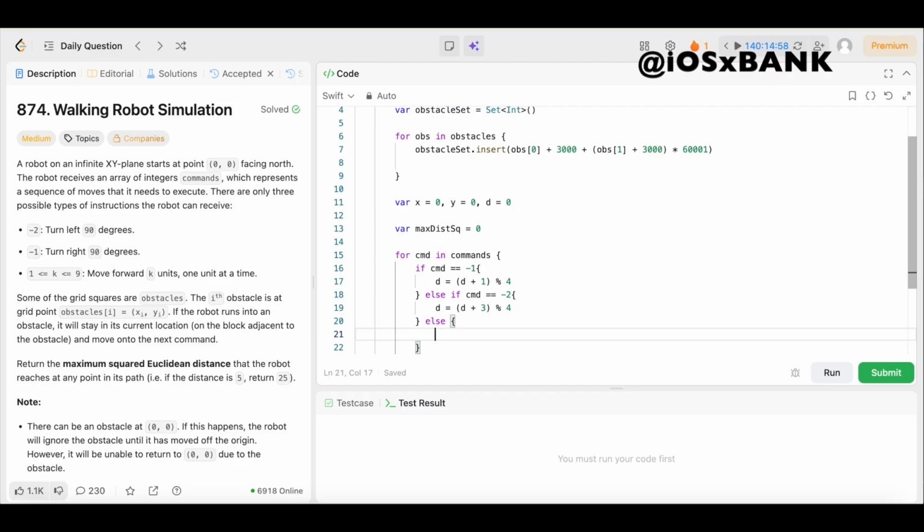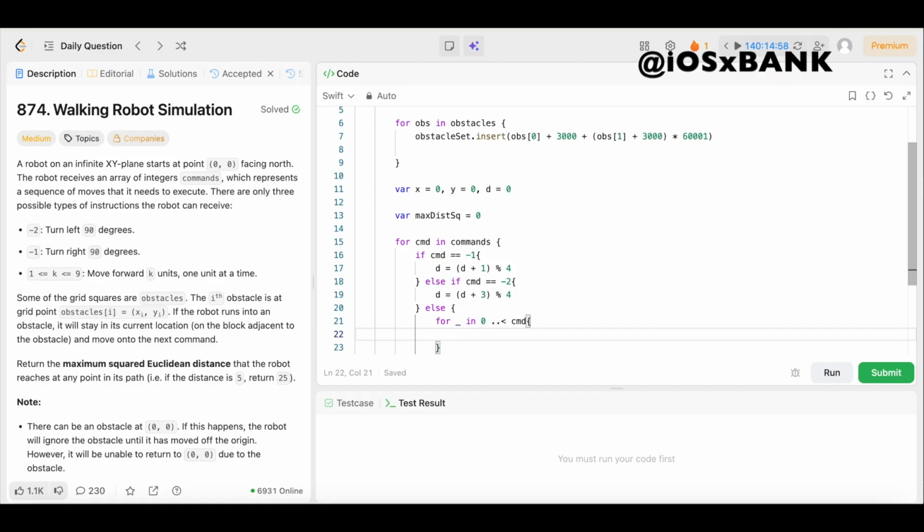CMD step. So we'll say for underscore in 0..<CMD. We'll open up the brackets, and we're going to compute the next position by saying let nx equal x plus dx squared d, come outside of that, comma, ny equals y plus dy squared d. Then we're going to check if the next position is an obstacle.